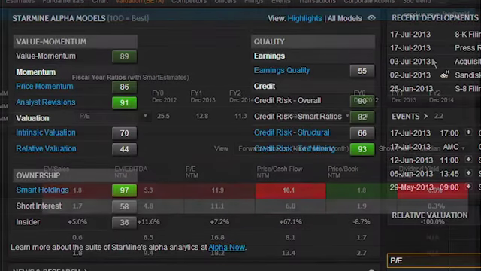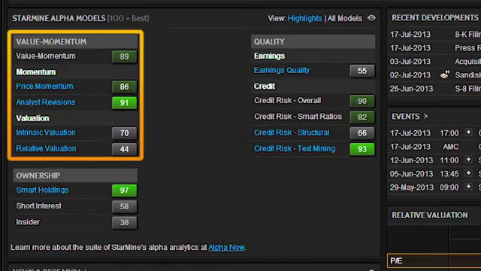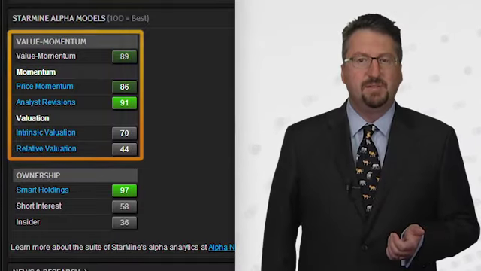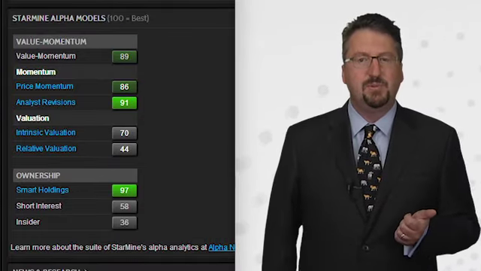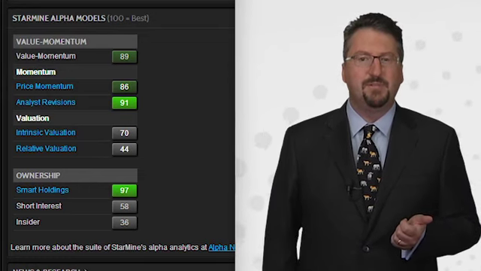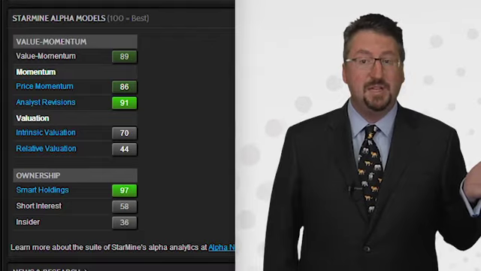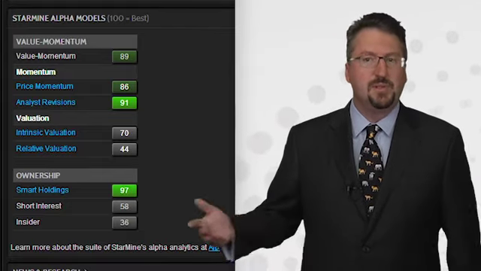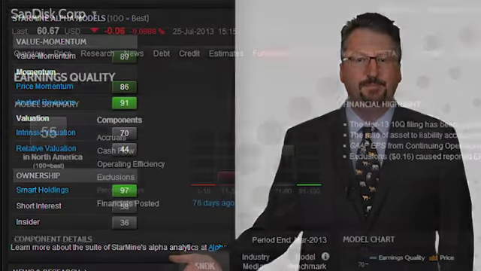The 1 to 100 value momentum score brings all 4 of these models together into a single score. By combining value and momentum, Valmo differentiates between value traps and stocks that are truly undervalued and gaining favor with investors. Scores in the top 10% are bright green, scores in the bottom 10% are bright red.